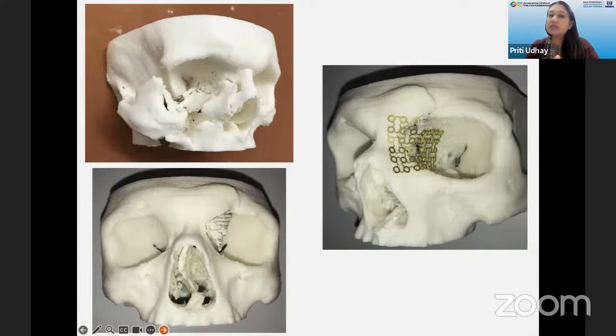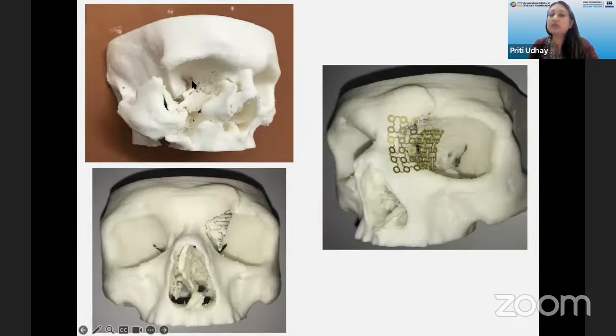Now, about 10 or 15 years back, when we used to plan these cases, we used to make these kind of 3D skull models because we didn't have any other technology at that time. And we still make these models, but this was the only thing that was available a few years back.